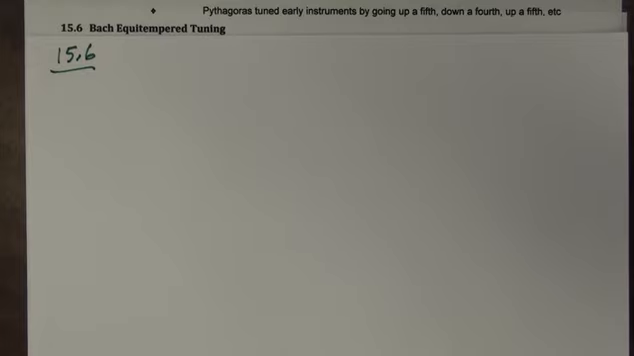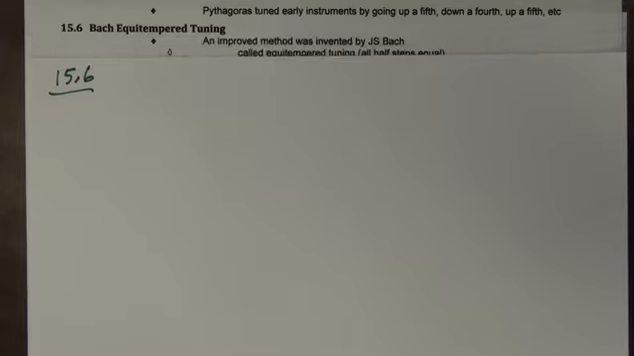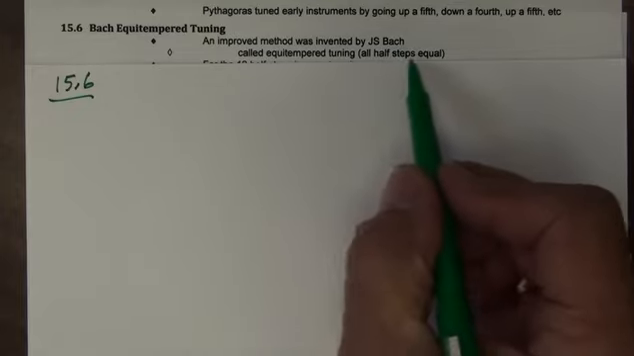And there were two different types of tuning. One used the major thirds as the fundamentals rather than the fifths and the fourths, and it was called just tuning. And that lasted from about the 1200s until the 1700s. And in the 1700s, Bach came up with a new method of tuning called equitempered tuning. This improved method by Bach, called equitempered, makes all of the half steps equal.